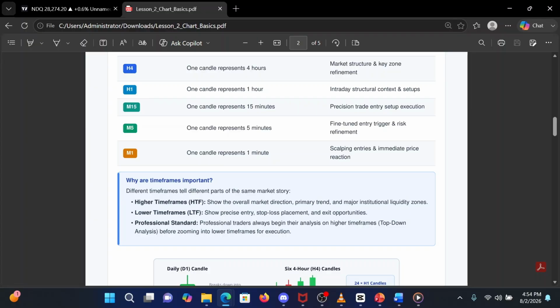You are saying professional standards. Professional traders always begin their analysis on the higher time frame. This helps them to do what we call the top-down analysis, in case you have already been trading before. The top-down analysis is what we do as professional traders: that's why we go from the higher time frame to the lower time frame to refine what will happen.